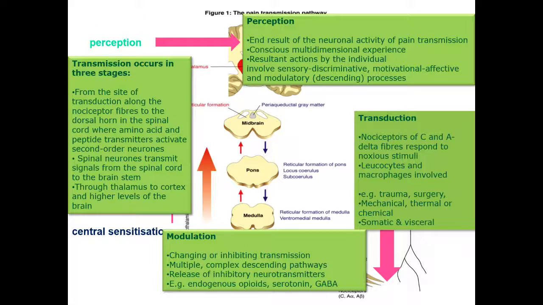But what is equally important is that this pathway can be modulated, so we can get changes or inhibition of transmission because we have some descending pathways that will actually mitigate the pain transmission, so they'll affect it. And you'll have heard of things like endogenous opioids. When you've got endorphins, when you've been, say, running, you get a feel good.